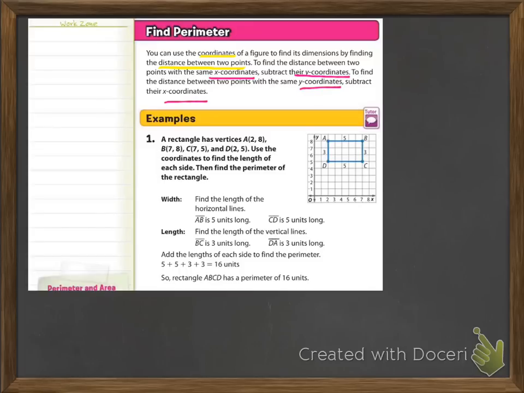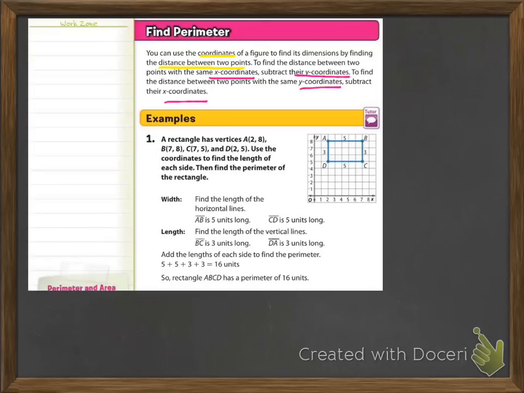So I want to just take a second off to the side here to go ahead and write a little information about what we just read. So what we just read was that we can find the distance that the opposite coordinate is if the first coordinate is the same. So if your x's are both the same, you can find the distance of the y by subtracting or finding the difference. So let's go ahead and apply that.